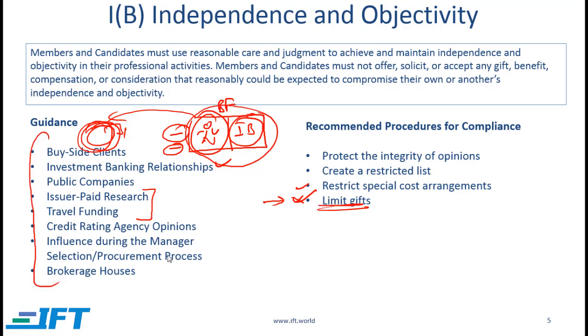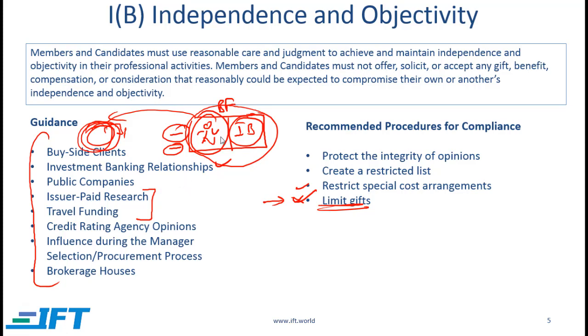In all the examples I talked about here, an external influence is trying to impact your independence and objectivity. For example, you are writing the research report and a buy-side client, somebody at a large mutual fund, is trying to influence you. Or if a public company is trying to influence you, then getting gifts from that entity would clearly be problematic. However, token gifts, small gifts, such as a company sending a calendar, that is okay.